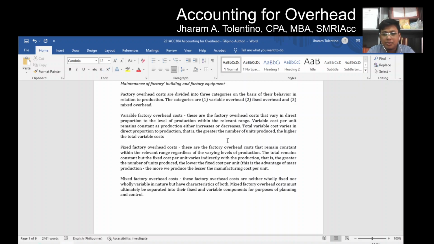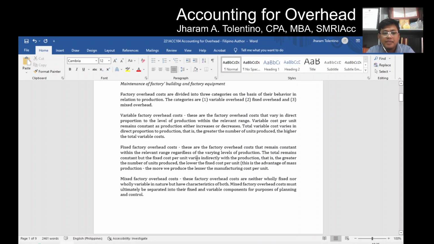So, variable cost per unit as a characteristic remains constant as production either increases or decreases. Total variable cost varies naman in direct proportion to the production. That is, the greater the number of units produced, the higher the total variable cost. I hope naalala niyo yung characteristic na ito. No? Fixed siya on a per unit basis, but in total, it varies directly to the X, or from unit yung gagamitin po natin. Okay, sa unit of production.